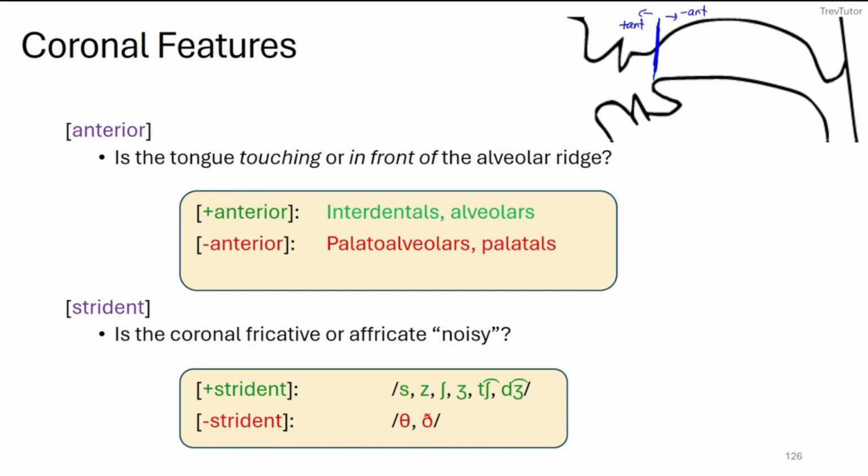The second one we have is strident. So this is asking if the coronal fricative or affricate is noisy. So the natural class we saw a little bit before, s, z, sh, ch, j, are plus strident sounds. And our other two sounds that are coronal, like th and th, these are not as noisy. These don't have as intense turbulence as the other strident sounds.